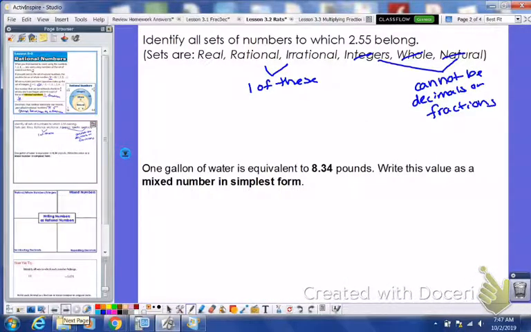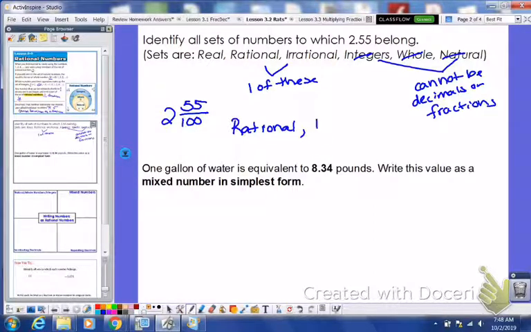So how could I decide if I can write 2.55 as a fraction? Well, if you say 2 and 55 hundredths, hundredths tells me I could rewrite this as a mixed number, so 2 and 55 hundredths, which does reduce, but right now I'm just trying to classify. So this tells me I have a fraction, so it is rational.